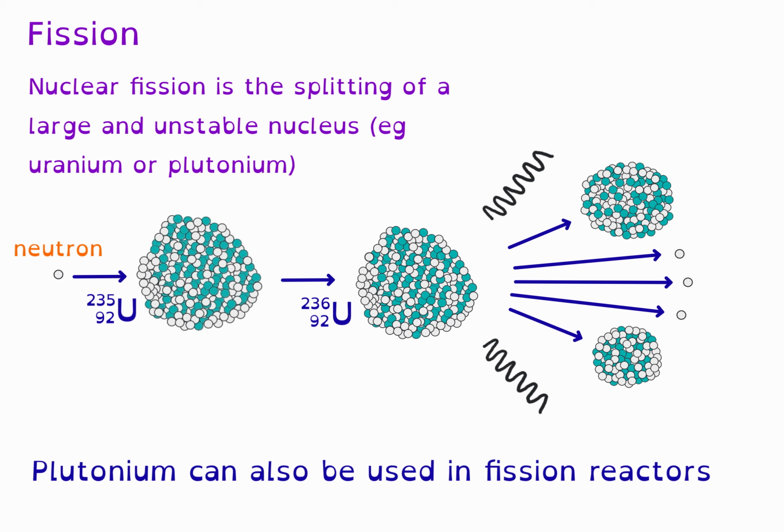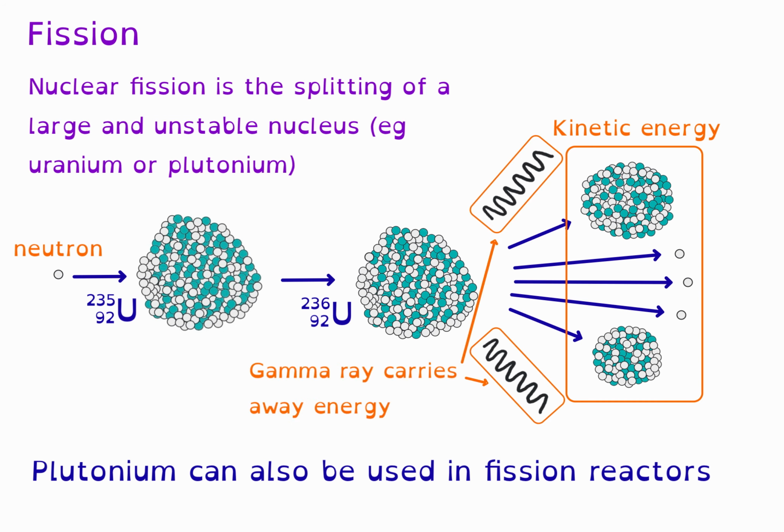The particles, the smaller nuclei and the neutrons, are moving, so they have kinetic energy in their stores. The rest of the energy given out in the fission reaction is carried away as gamma rays. All of this energy can be used to generate electricity.